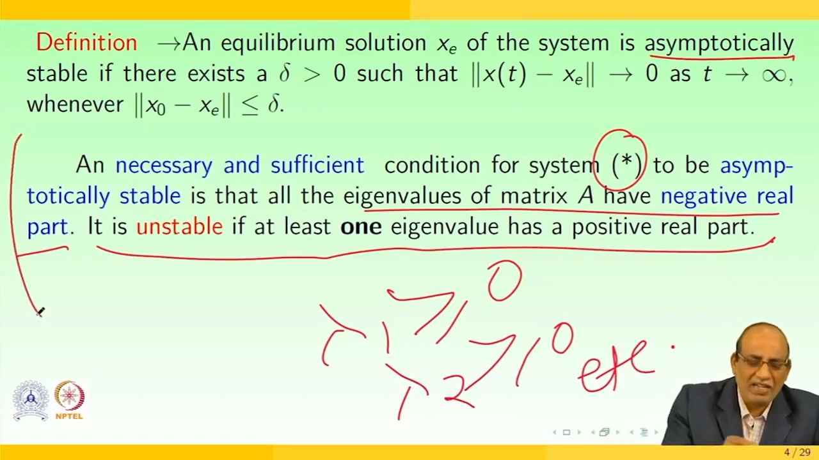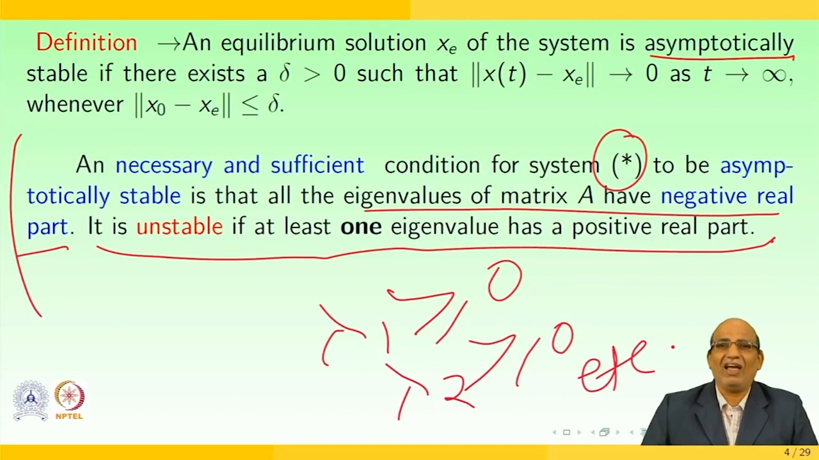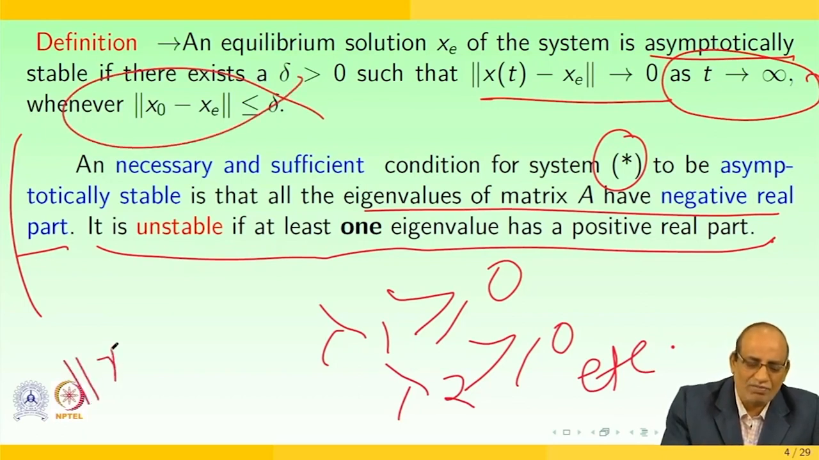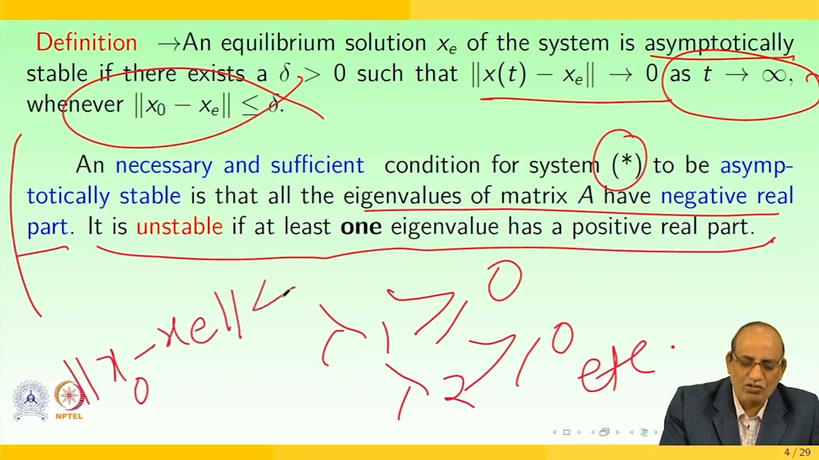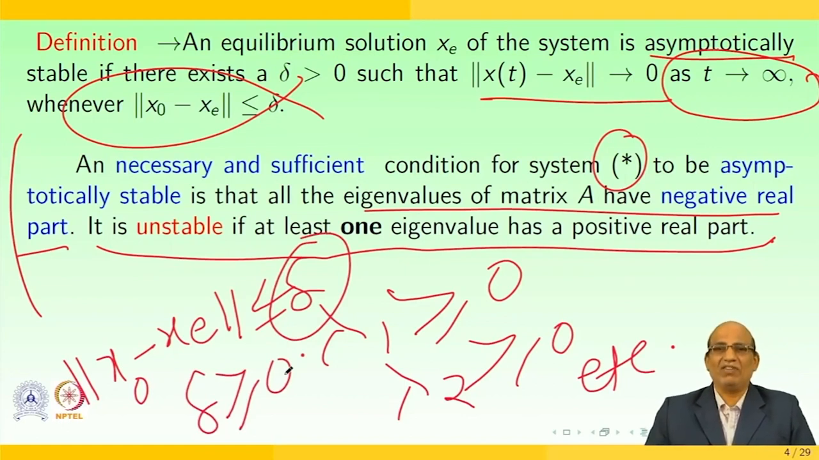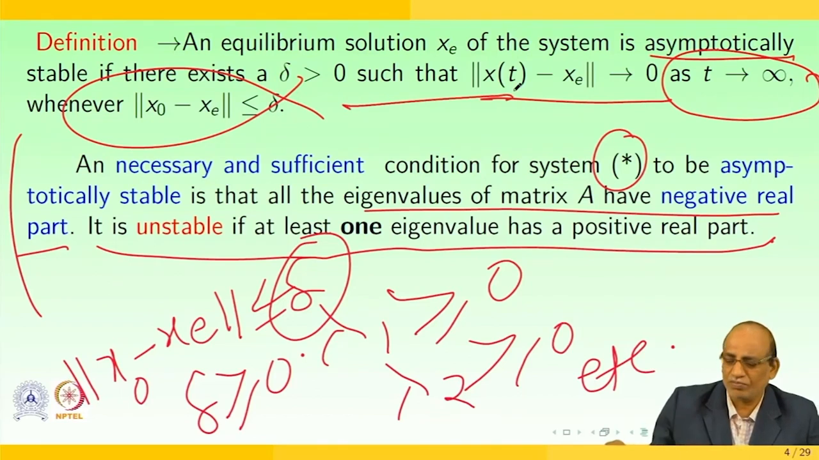So, the idea is the following. Given a delta greater than 0, you should always be able to show that the norm of x(t) minus x_e tends to 0 as t tends to infinity, whenever the norm of x0 minus x_e is less than or equal to delta. If such a delta exists, then we call the system asymptotically stable. In order to find a solution to the system, it is cumbersome to have all the properties, so one of the properties we would like to have is asymptotic stability.